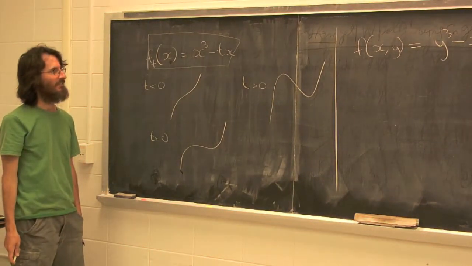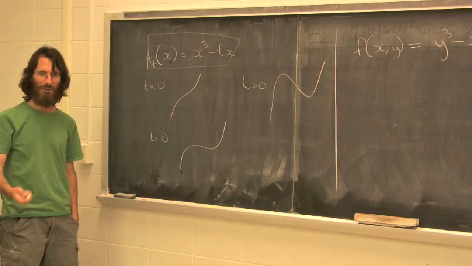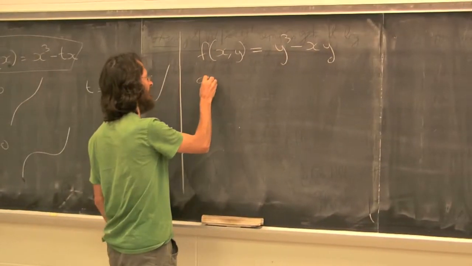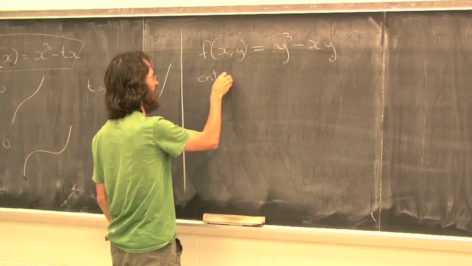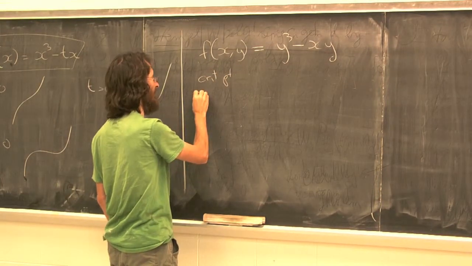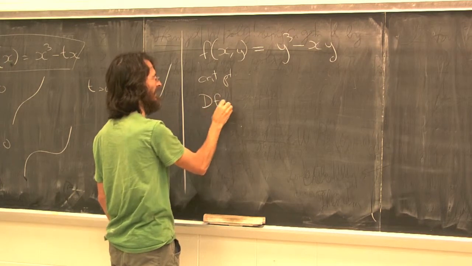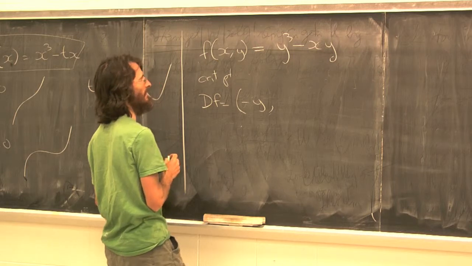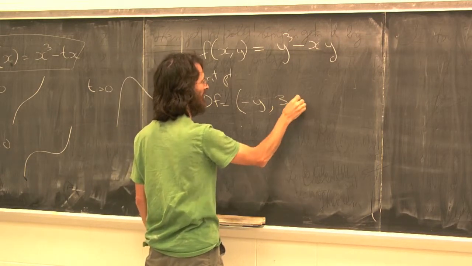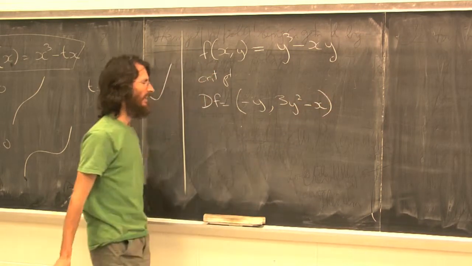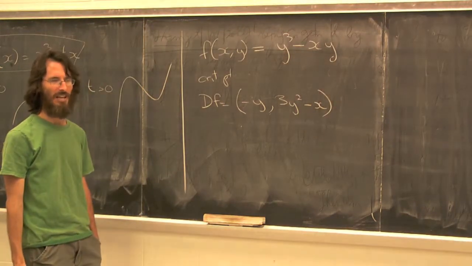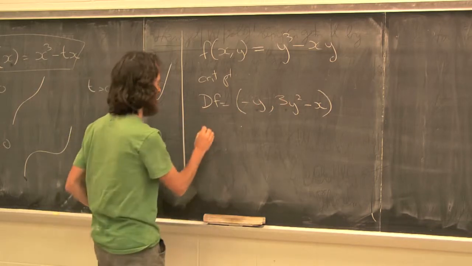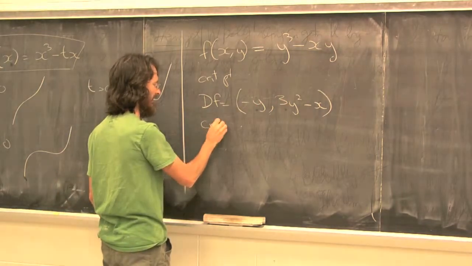This is a function from R2 to R. It has a critical point. Well, let's figure out what its critical point is. We take df, and that's the partial with respect to x, so minus y, comma partial with respect to y, so 3y squared minus x. And that is equal to 0 precisely when x and y are both 0, because y has got to be 0, and that shows x equals 0.